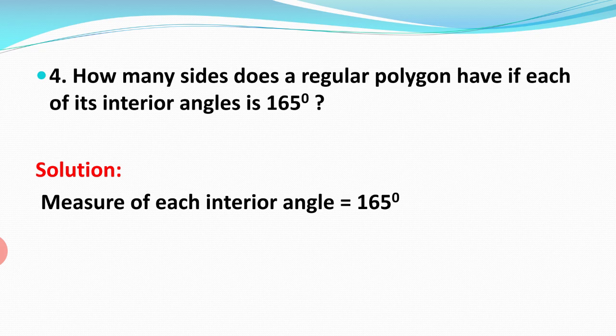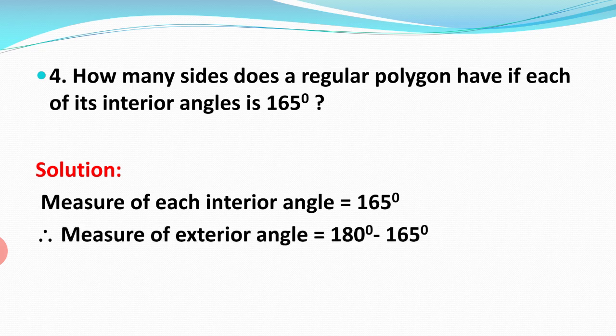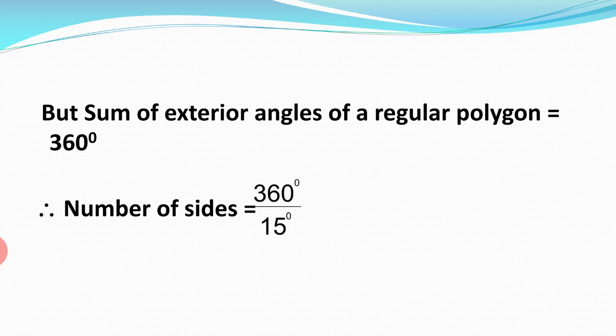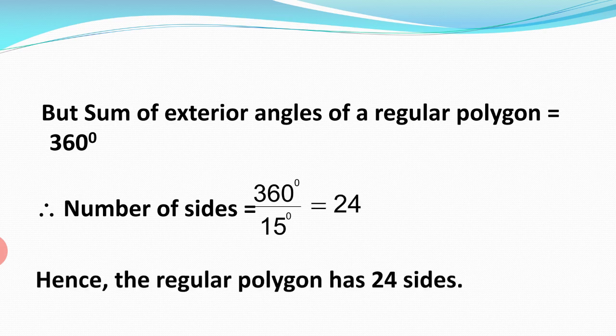So first we find out the measure of exterior angle, as it forms linear pair with the interior angle. It is equal to 180 degree minus 165 degree, that is equal to 15 degree. Now if we want to find out number of sides, we will divide 360 by 15 degree, that is measure of each exterior angle, and that comes out to be 24. So how many sides will be there for that particular polygon? 24 sides. So it is a 24 sided regular polygon.